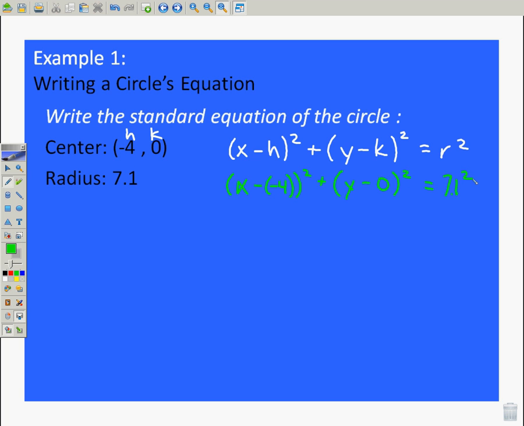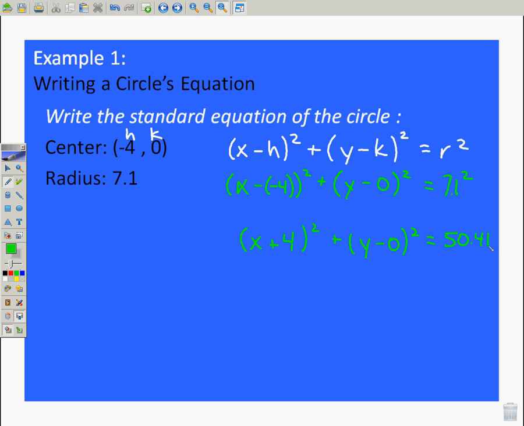When I come down, I know that x minus negative 4 is going to be x plus 4 squared plus y minus 0 squared is equal to, and you can go ahead and square this radius. That's okay. And that's going to be 50.41. That's the standard equation for the circle. And so if they give us the standard equation, we can go ahead and find the radius later by taking the square root. But not right now, we're not doing that. This is the standard equation.